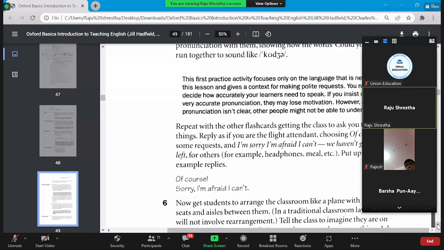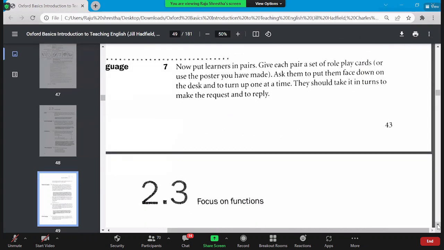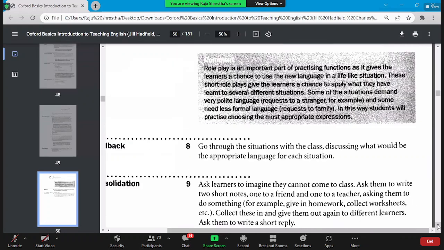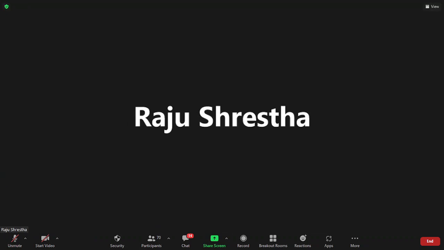After that, they can prepare like this, vocabulary pani राम्रो छ यसको. Now I stop this sharing. Okay, so try to consult this book. Now I want to show you next.